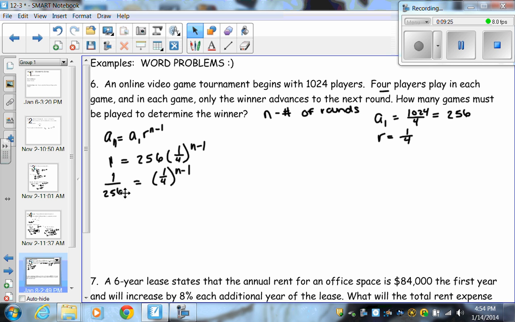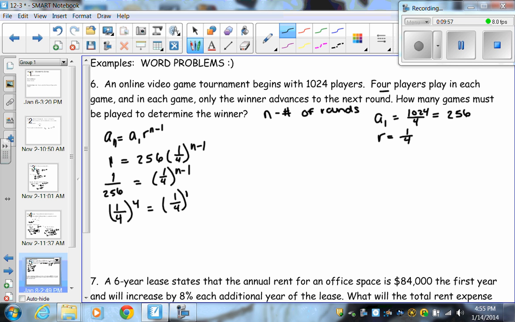Now what you're going to ask yourself is, if you notice the numerators here are the same, but look at the denominators. 4 to the what power is 256? In your calculator you can start doing 4 squared, 4 cubed, 4 to the 4th, 4 to the 5th, and so forth. And when you do that, you will find out that it is 4 to the 4th. So you can rewrite 1 over 256 as 1/4 to the 4th.